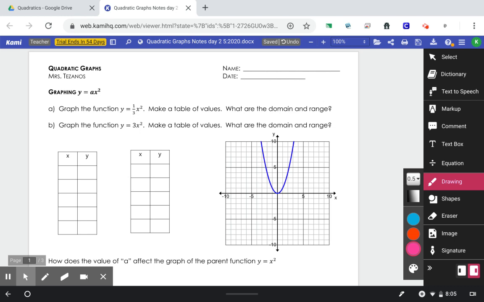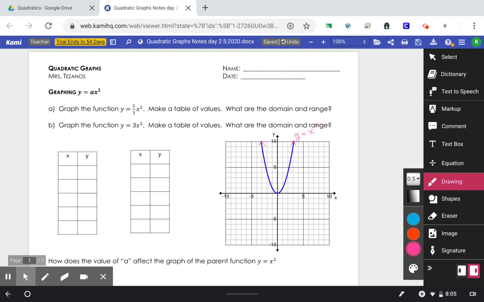Hi guys, we are going to continue talking about quadratic graphs. I just have a couple of examples for you to show you how the A and C values will alter your quadratic. Okay, right here in blue on this graph, add arrows to it, this is that basic quadratic function that I was talking about yesterday. This is the graph of y equals x squared.